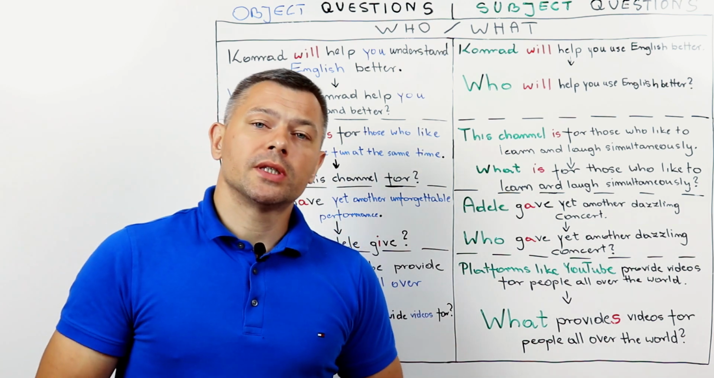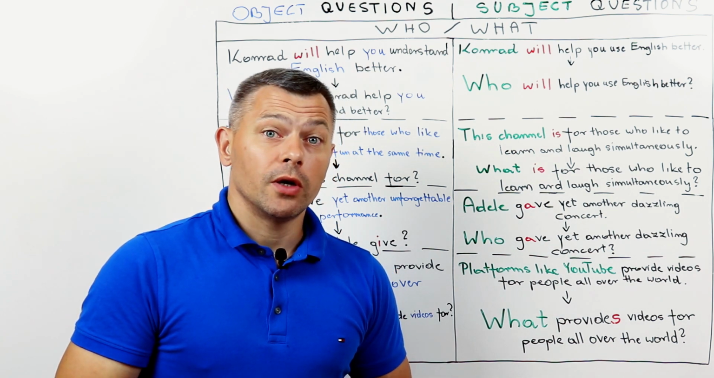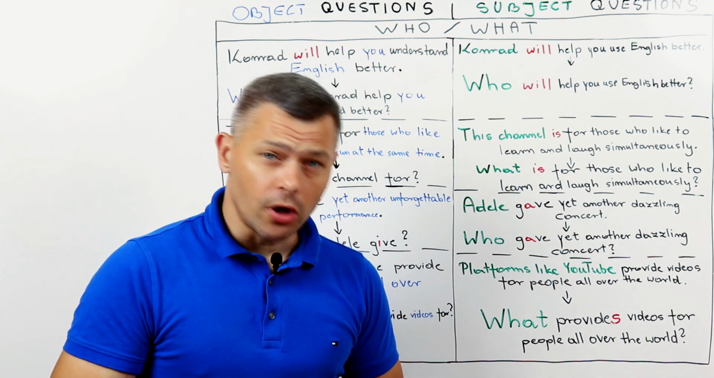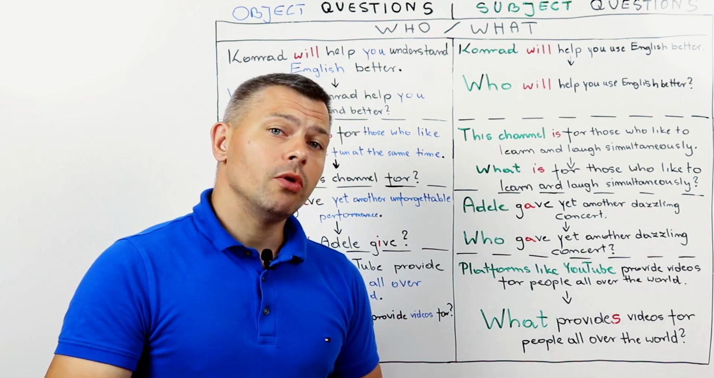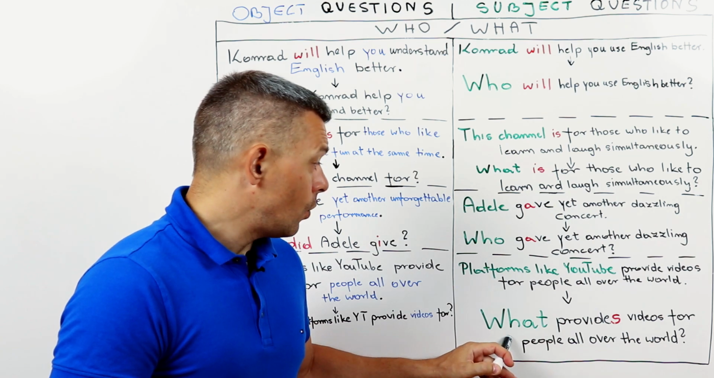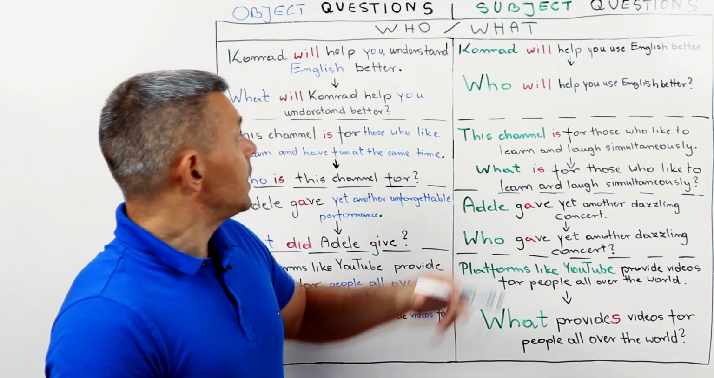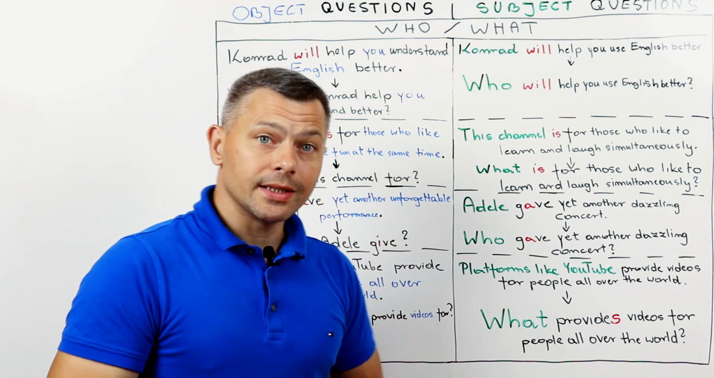So for example, we say "who watches Mr. Beast's pranks", not "who watch". Or we say "what happens to Darth Vader's arm", not "what happened". You have to be very careful when forming present simple subject questions. Remember about the S.